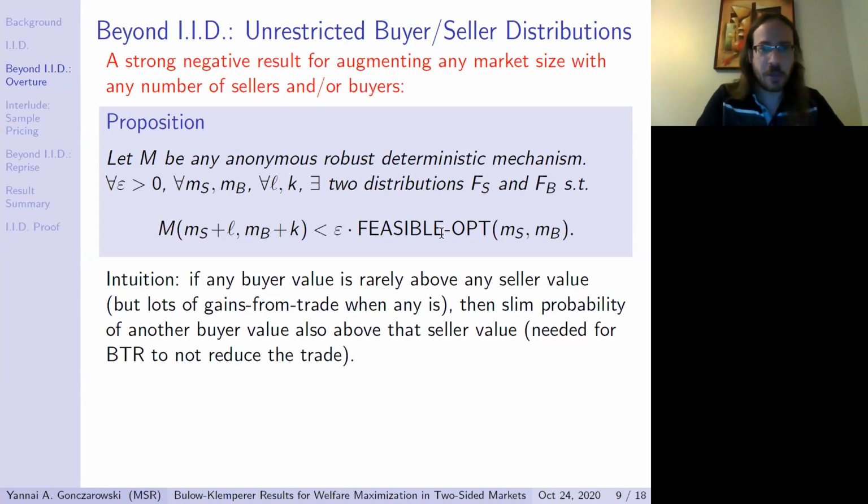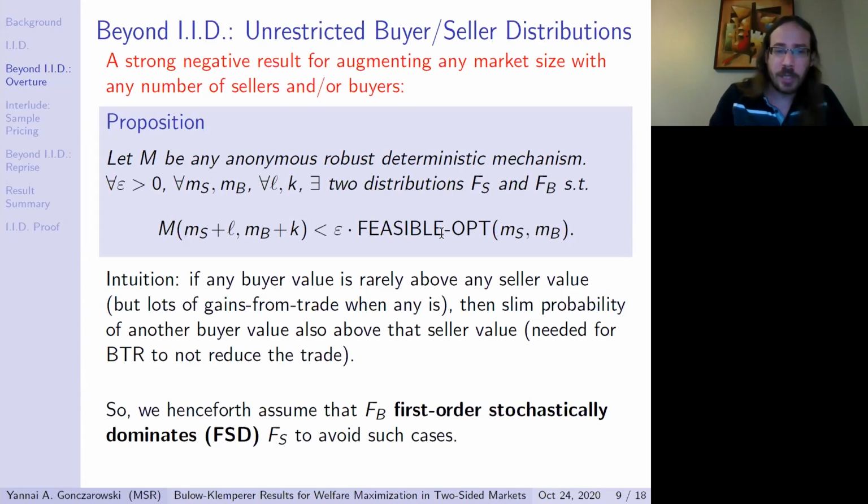And the intuition here is that, much like in Bulow-Klemperer's original result, if any single buyer is rarely above the seller value, but when it is, there are lots of gains from trade to be made, then there's a super slim probability of another buyer also being above that seller value, and that's what's needed for BTR not to reduce the trade. This is exactly the same thing that kills Bulow-Klemperer without their assumptions.